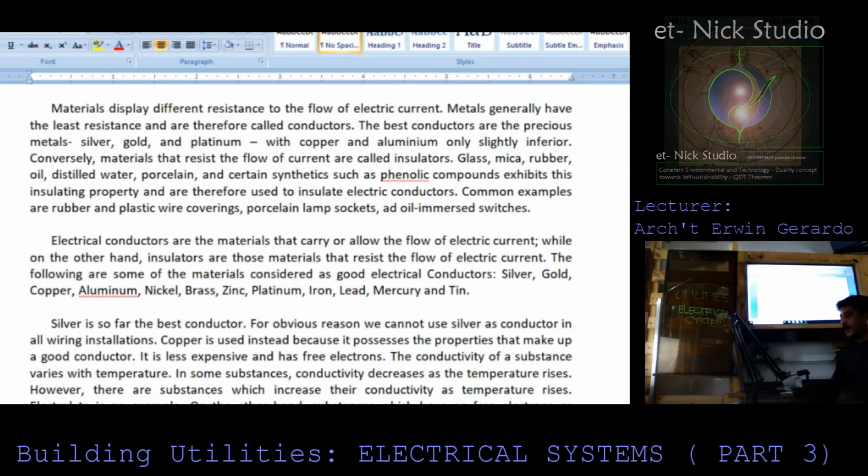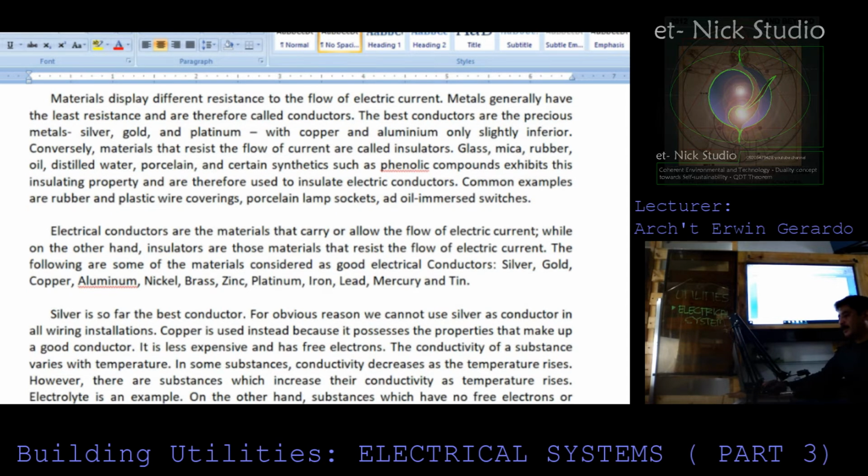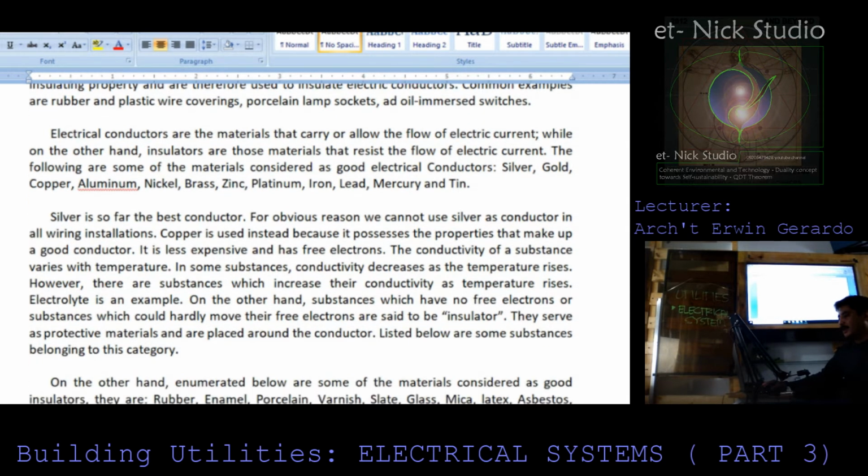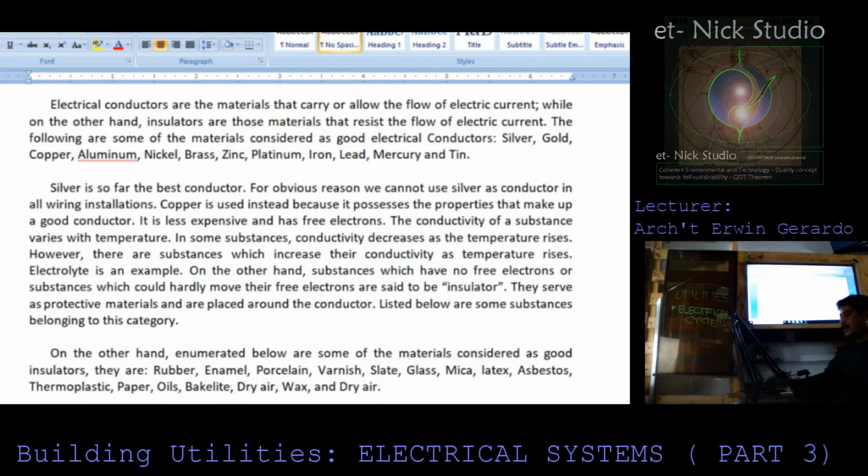Electrical conductors are the materials that carry or allow the flow of electric current, while on the other hand, insulators are those materials that resist the flow of electric current. The following are some of the materials considered as good electrical conductors. As mentioned, silver, gold, copper, aluminum, nickel, brass, zinc, platinum, iron, lead, mercury, and tin. Silver is so far the best conductor.